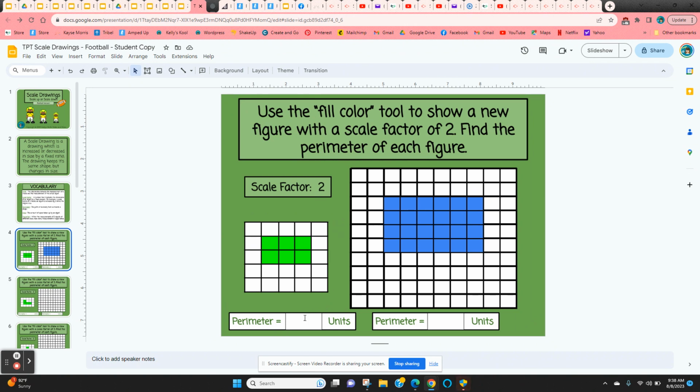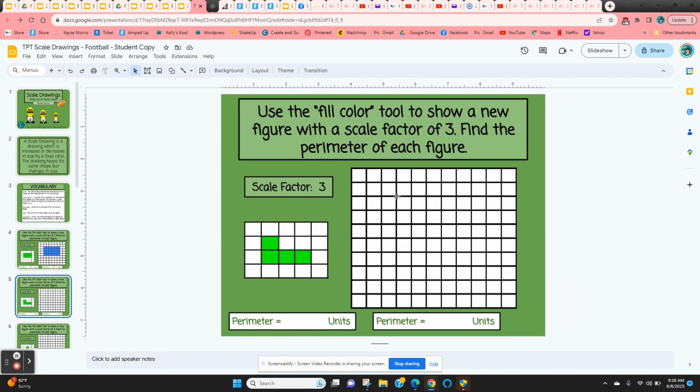They also want to look and see what happens to the perimeter when they scale up. If they count the perimeter of the smaller figure, they're going to get 10 units. If they count the perimeter of the larger figure, they're going to get 20 units. So you want to point out to the students that when you scale up by a scale factor of 2, the perimeter is also going to be multiplied by 2.